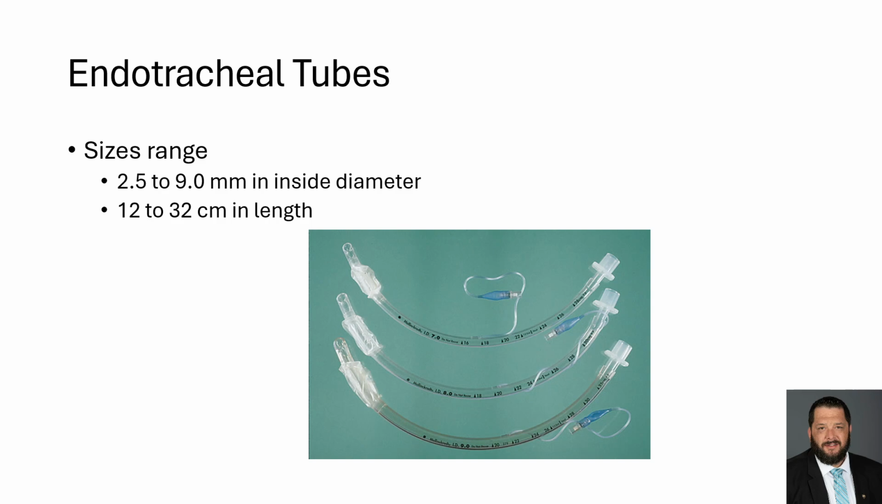Size ranges from 2.5 to 9 millimeters of inside diameter and 12 to 32 centimeters in length. And we'll talk about the choosing of sizes here shortly. You can see here several ET tubes of varying sizes. The diameter is noted on the side of the tube. You can see this top tube is a 7.0 ET tube, and the bottom tube has an inside diameter of 9 millimeters.